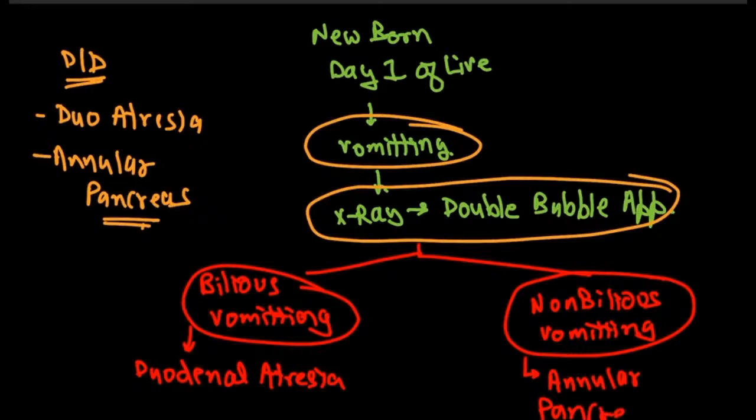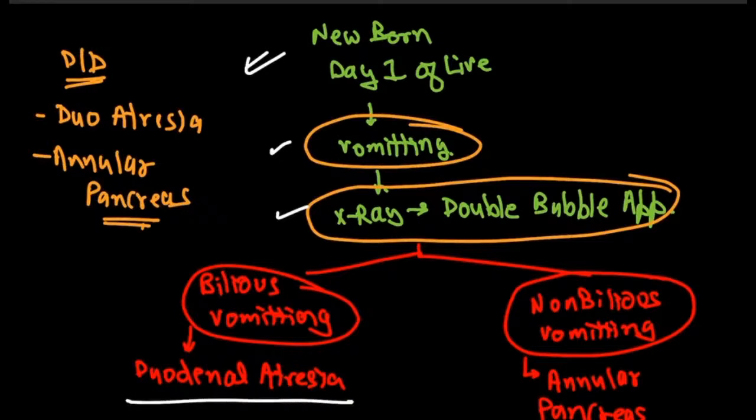Okay, now guys, this is a very important concept which you need to understand. I'm sure you must be knowing it, but if at all you don't, please understand this. A child coming to you as a newborn, day one of life, with vomiting, X-ray showing a double bubble appearance, do not get a knee-jerk response and mark it as duodenal atresia.